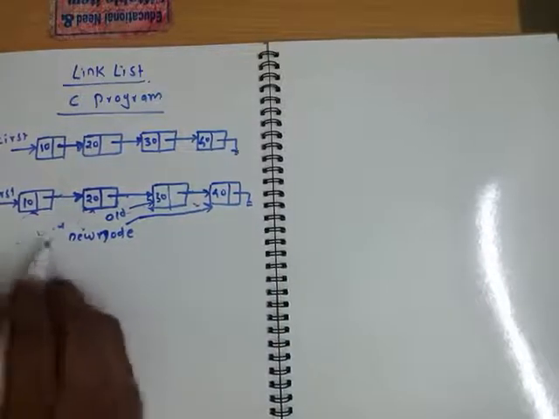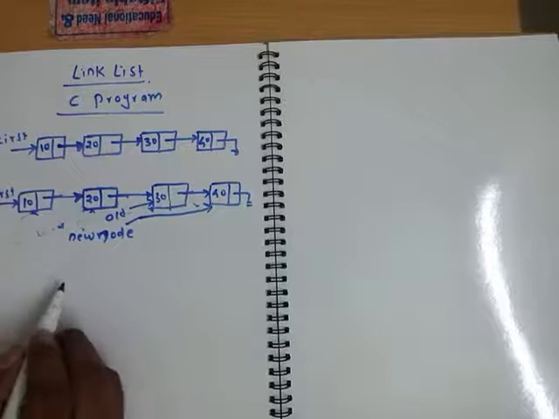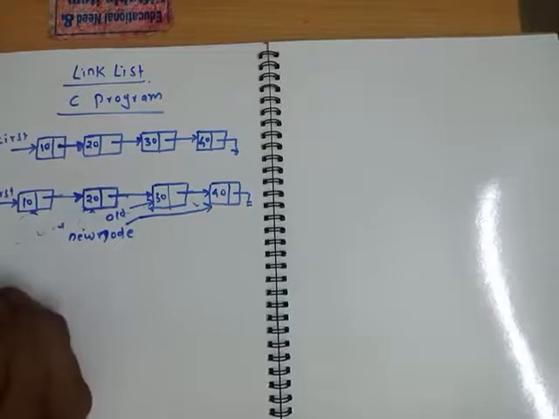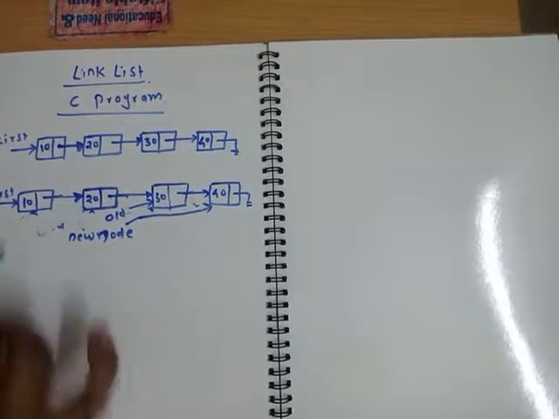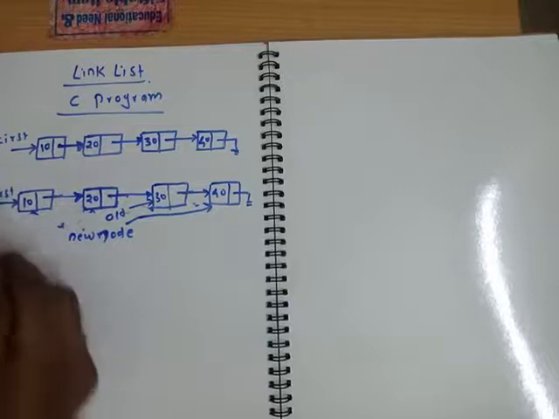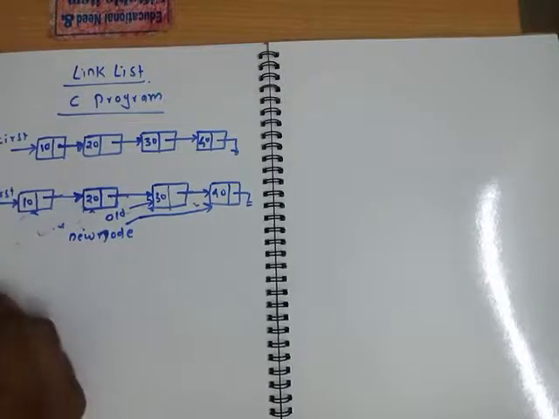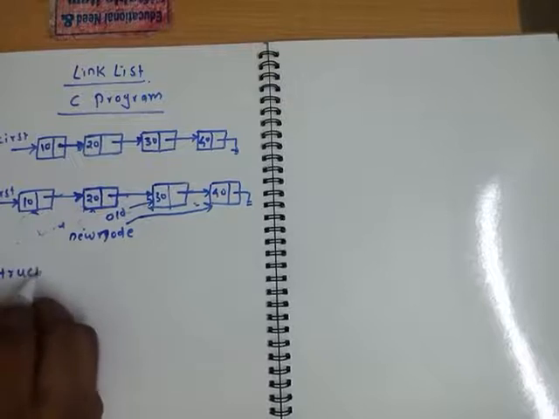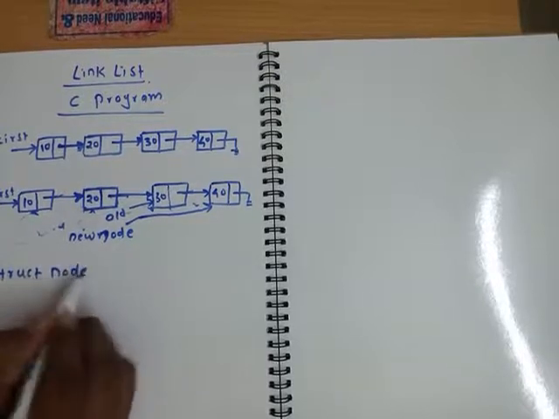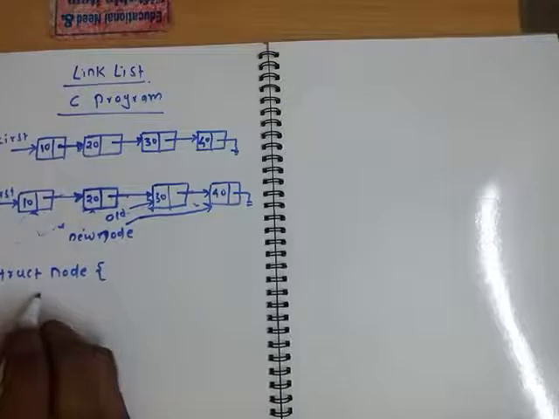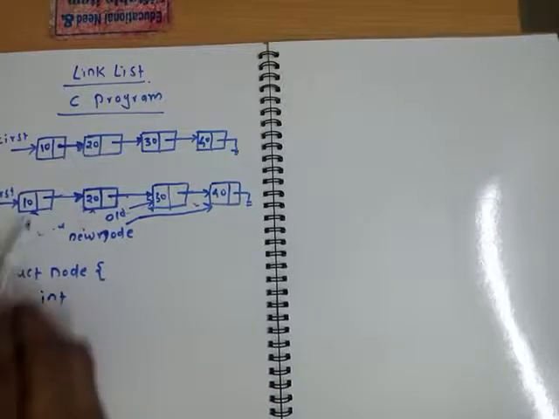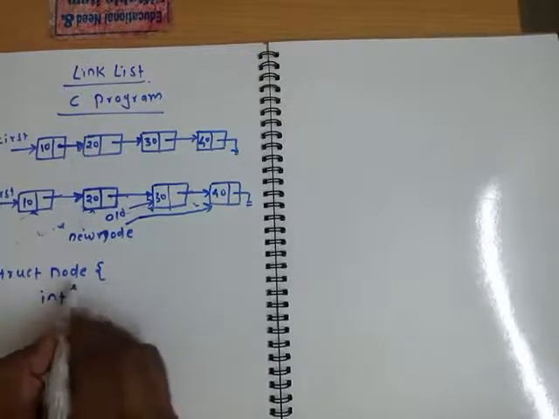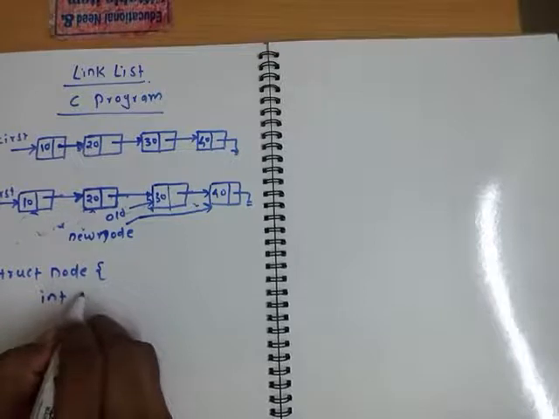So let's write the program to do this. Here is our structure which we will be using to create this node. The structure used is like this: struct node. The structure has two parts. The data part is containing a simple integer variable, int data.